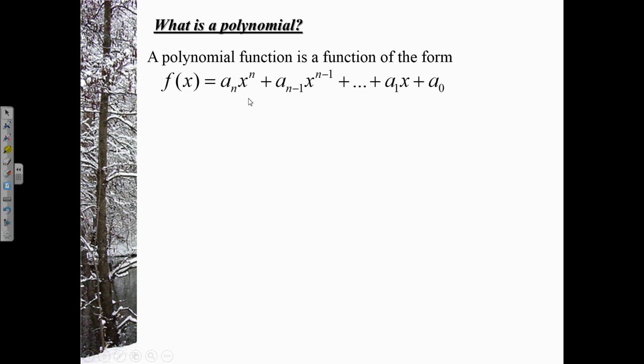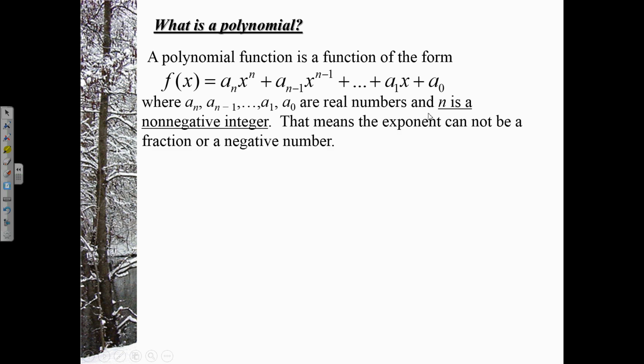Some basic ones would be like x cubed, x squared. They look kind of like power functions. What's important is that n has to be a non-negative integer, which means that you can't have any exponents that are negative. You also can't have any exponents that are fractions. So polynomials cannot have roots with the x. They can't have square roots or cube roots or anything like that. And they can't have any x's in the denominator. But the reason it says non-negative is because you can have 0 as an exponent.